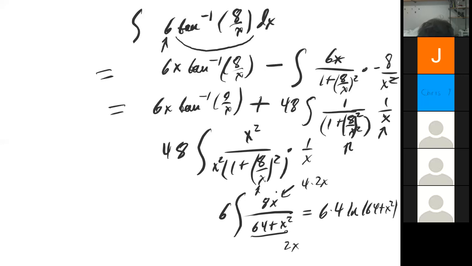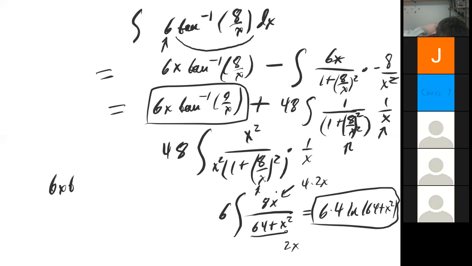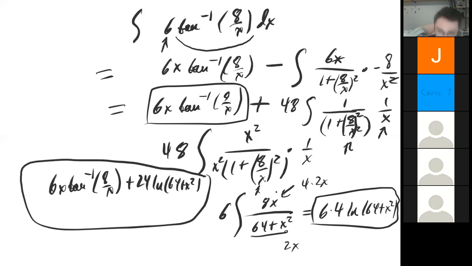And then you put this together with this part, and you get 6x tan inverse 8 over x plus 24 ln of 64 plus x squared. Okay, and then plus c, of course. Is that what you got? Yes, exactly. Except I had the 6 factored out, but that's basically it. Cool. Okay. Great. Let's keep going.